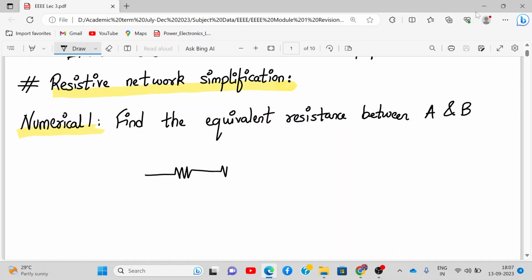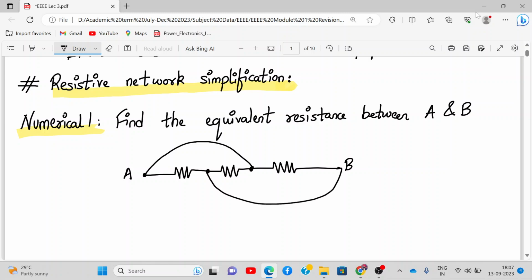So this is my resistor, these are my three resistors. This is my point A and B. Well, they have given additional information as follows. So here there is one line and here there is another one. Alright, let me mark this like this. All the values of resistors are 10 ohm, and we need to find the equivalent resistance between point A and B.